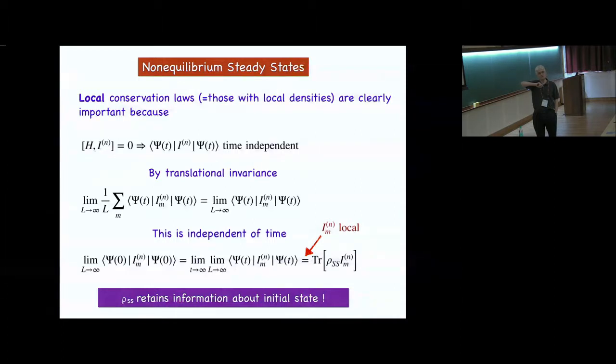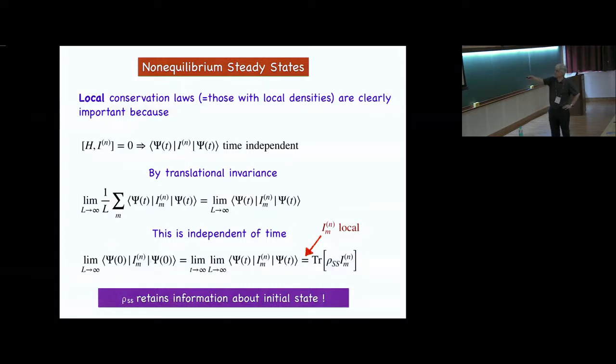The Hamiltonian induces the time evolution, so that basically immediately tells me that the expectation value of this conservation law is time independent, by construction. Because psi of t was e to the minus iHt, and it commutes with H, so you can pull the time evolution operator through, and this will be the same as the expectation value at time t equal to zero.